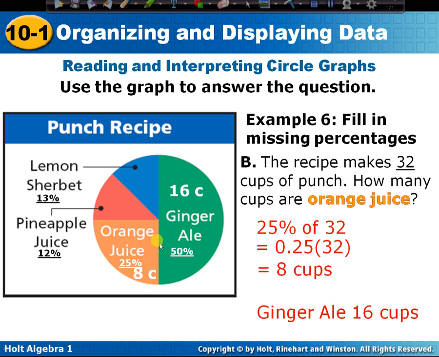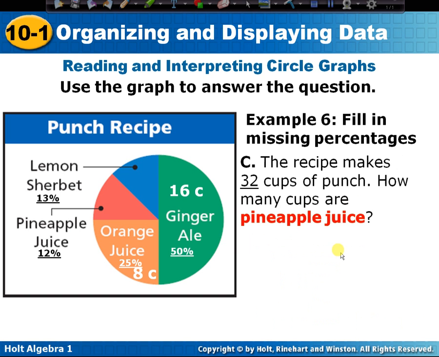I know that if I'm using 8 cups of orange juice, then I'm using 16 cups of ginger ale, because 25 is half of 50. So I can double whatever orange juice I'm using, and that's going to be how much ginger ale I'm using. And the question didn't ask that. It's just an extra little piece of information for you. And you don't have to write down ginger ale as 16 cups. But this does need to be written down.